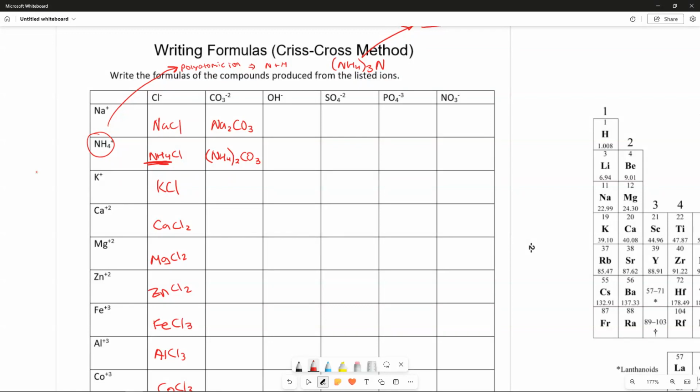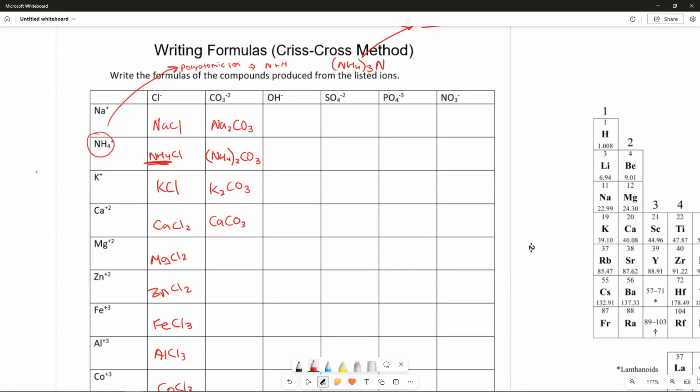Okay, so we have potassium here. K, we have a plus 1. Carbonate, we have a 2 minus. We need 2 potassiums per each carbonate. That'll give you K2CO3. And we have calcium here on the next one, and CO3 2 minus. They both have a 2 minus charge, so one of each will cancel the charge.